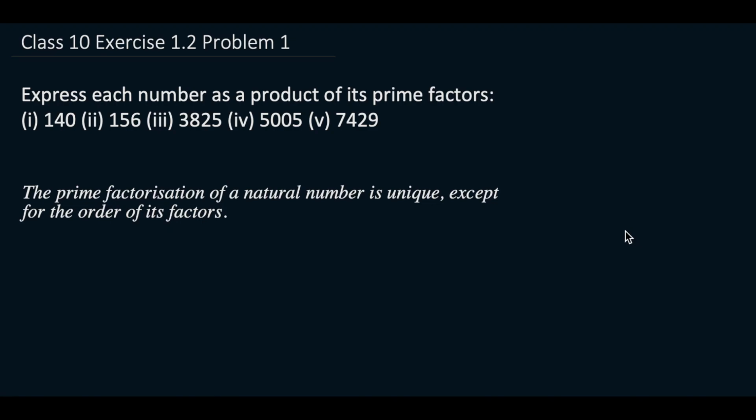Hello my dear friends, welcome to exercise 1.2 problem 1. In this we are asked to express each number as a product of its prime factors. Now we are given 5 numbers here, but first let us understand the theorem. The prime factorization of a natural number is unique except for the order of its factors.